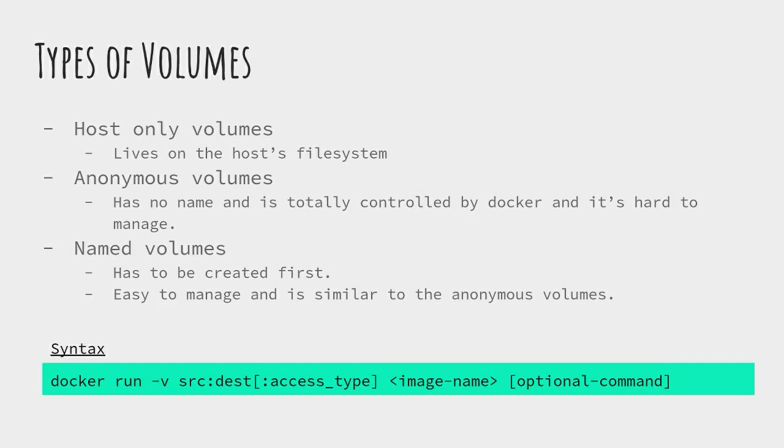Then we write the image name, obviously the image that we want to run in this container, and at the end of it we'll write an optional command. If you don't write a command, the command written inside your Docker file will be executed. So let's switch back to the terminal and see this in action.